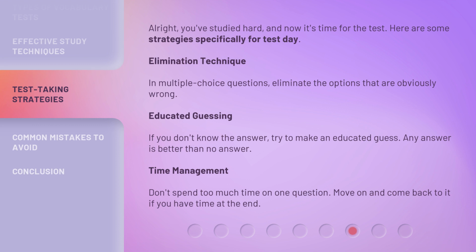Time management. Don't spend too much time on one question. Move on and come back to it if you have time at the end.